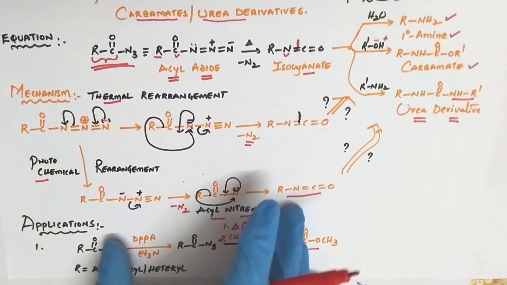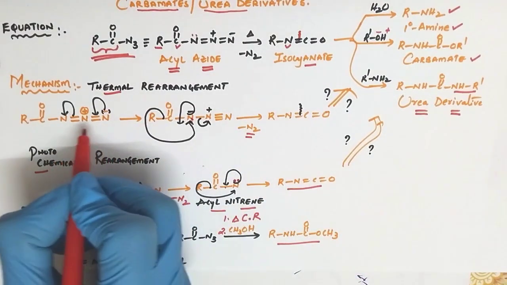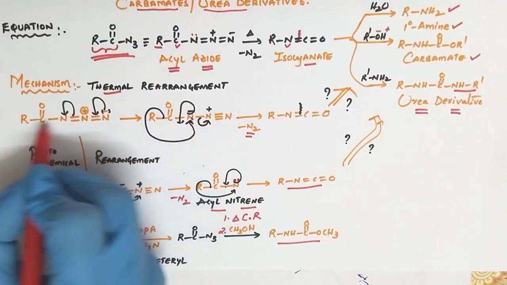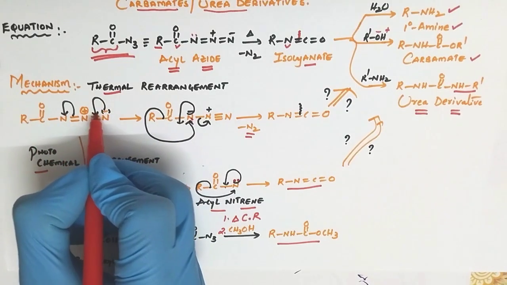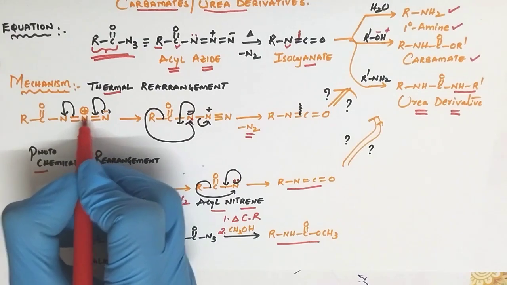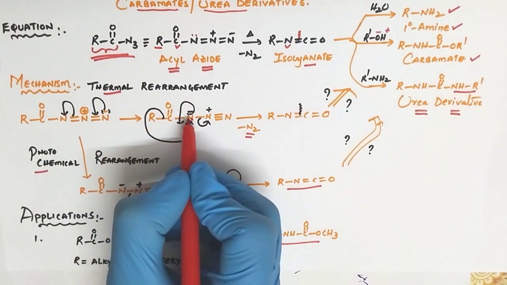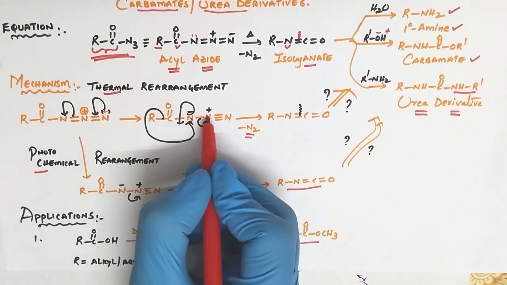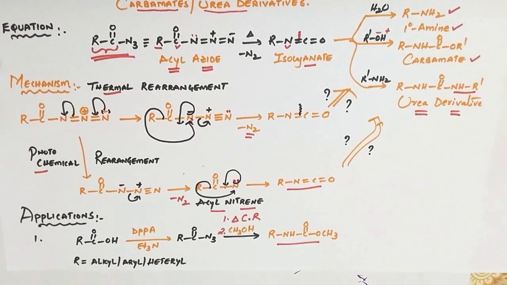In case of thermal mechanism, what happens? See this one. Already we know that this is the acyl azide, right? N minus is forming the triple bond here. Here nitrogen valence is increasing. That's why the pi bonding electrons move towards this nitrogen. So this nitrogen will take minus charge and positive charge is there. Triple bond is formed and this one will be neutralized.